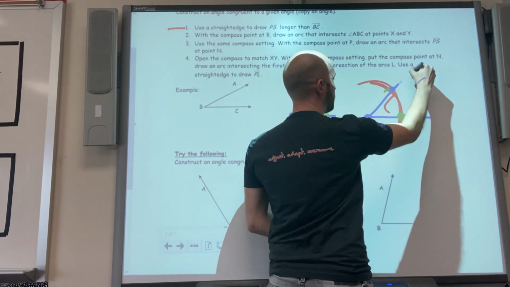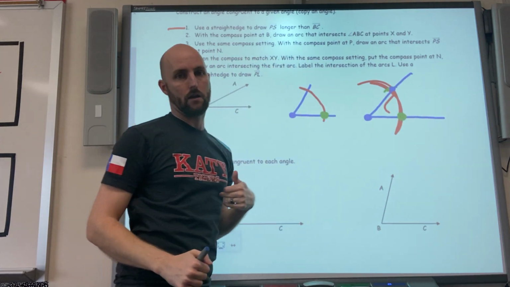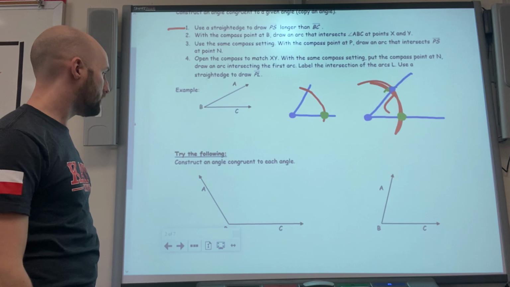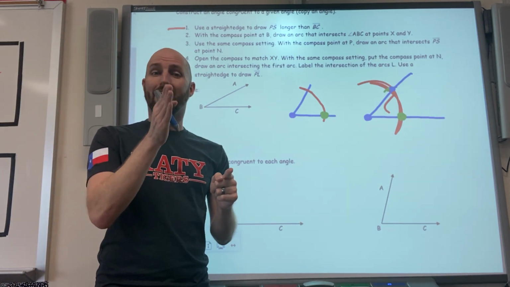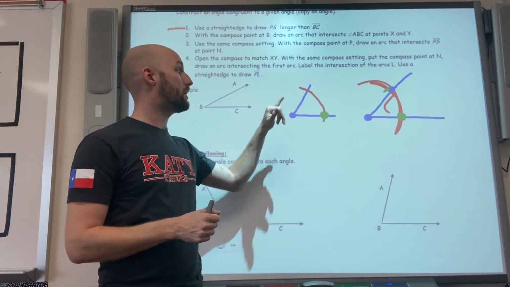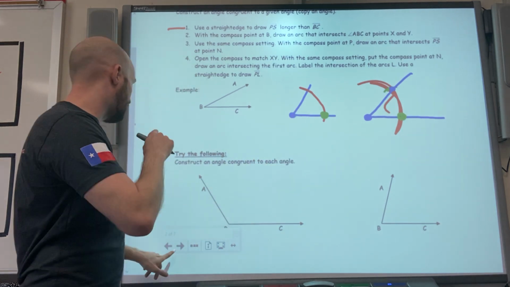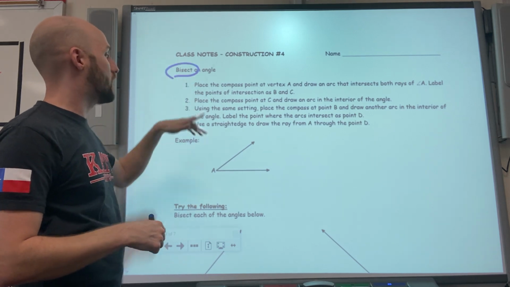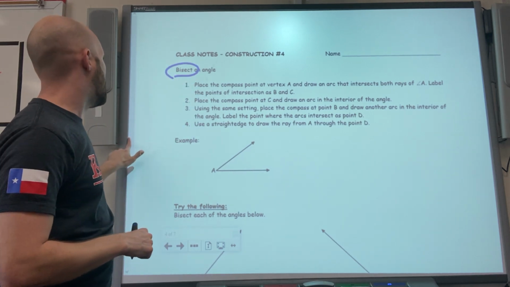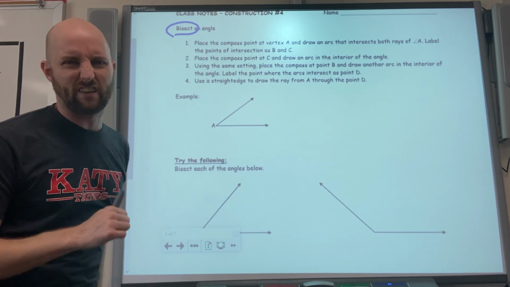You then connect those with a ruler and you have copied that angle. Okay? So we have seen copy a segment, then we saw cut a segment in half. Here we have copied an angle. Now the last one, if you skip to where it says number 4, we're going to bisect or cut in half an angle.